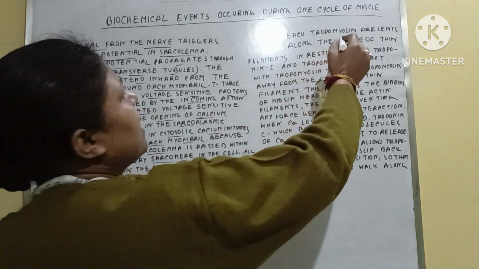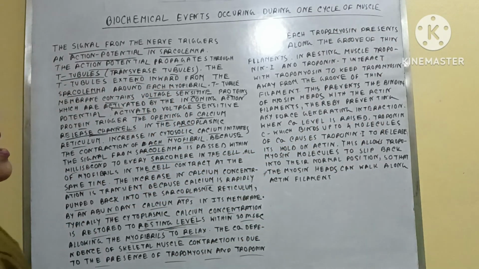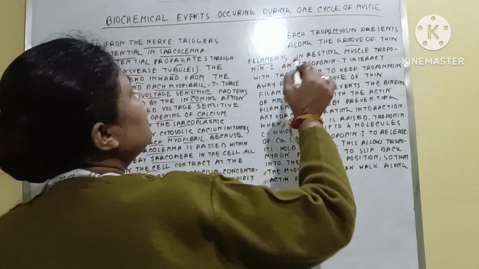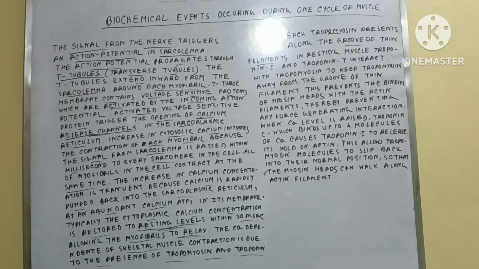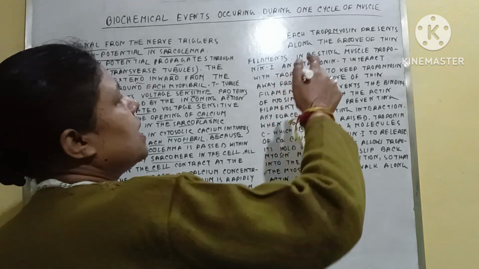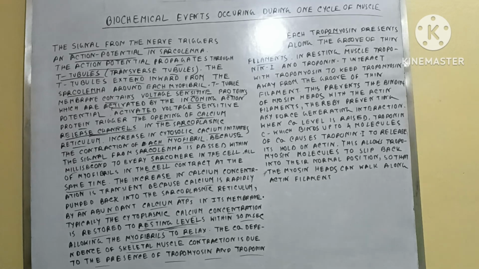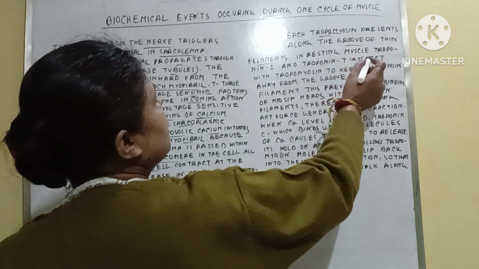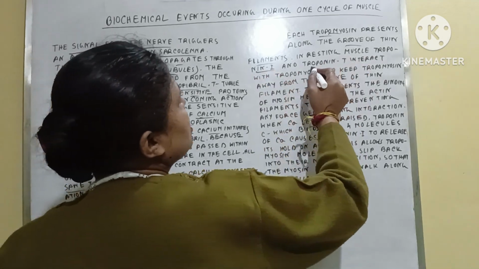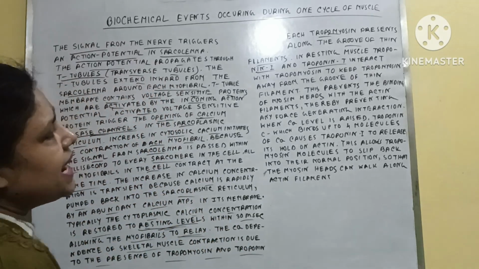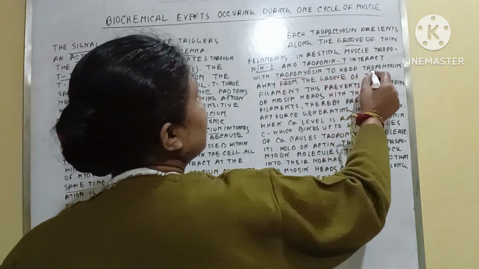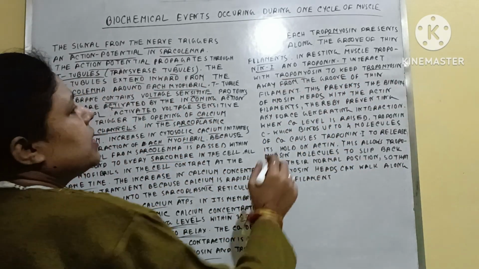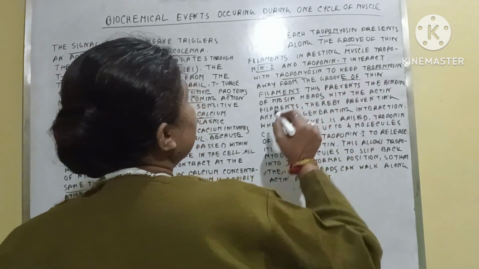Each tropomyosin is present along the groove of the thin filaments. Okay, there are thick filaments and thin filaments present in the muscle cell or myofibrils. The thin filaments have grooves, and these grooves contain the tropomyosin. In the case of resting muscle, troponin I and troponin T interact with the tropomyosin to keep tropomyosin away from the groove of the thin filament.